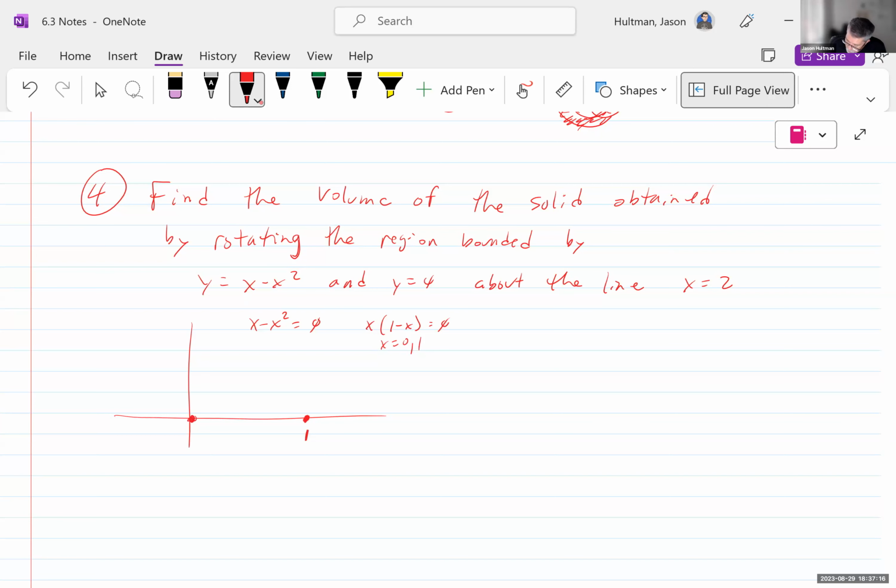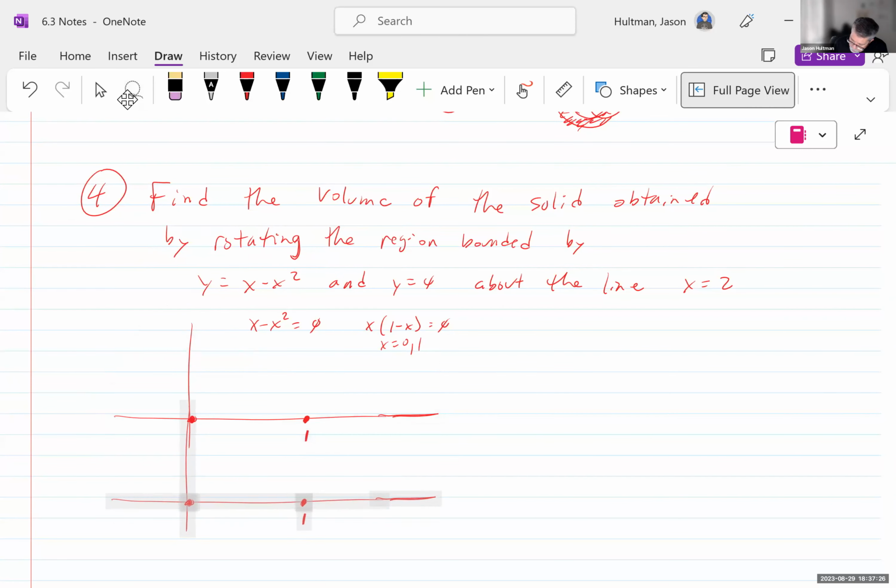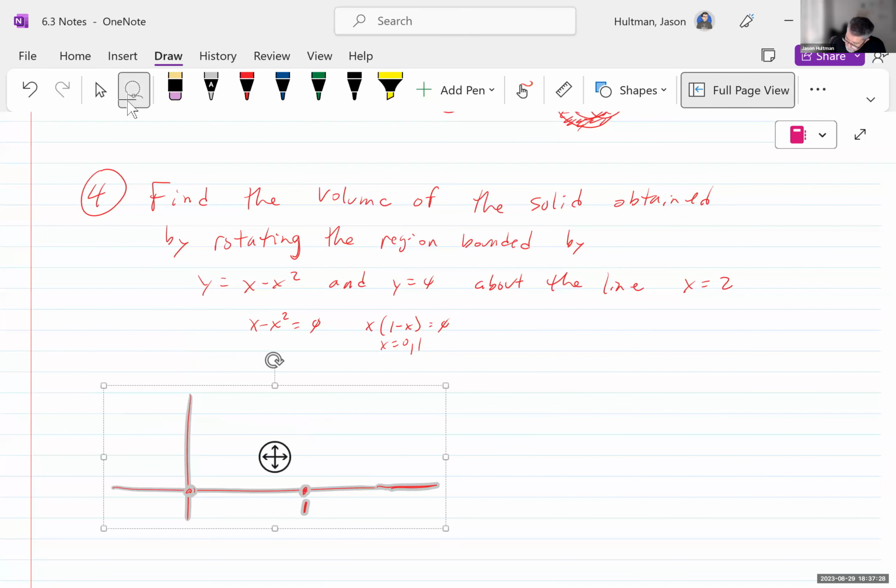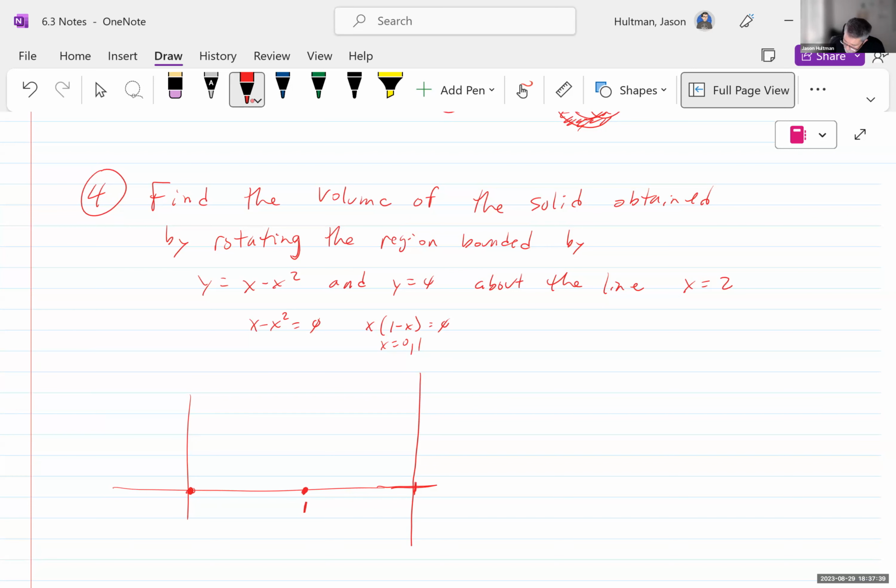Okay, now where do we want to rotate this figure? After we draw it, let me grab this and push it down a little. Things are kind of running together. So where we want to eventually rotate this is around the auxiliary line x equals 2, which is right here.